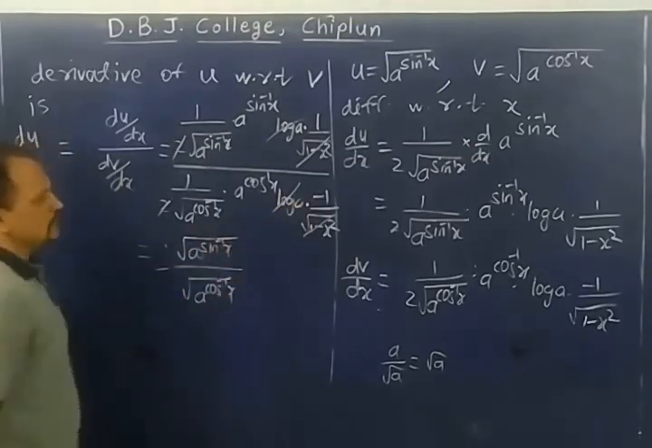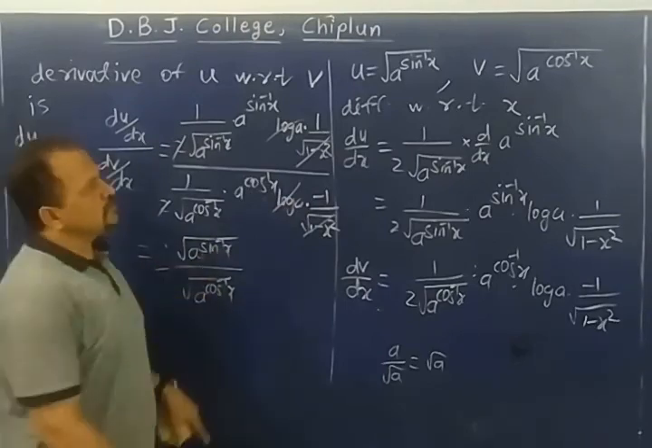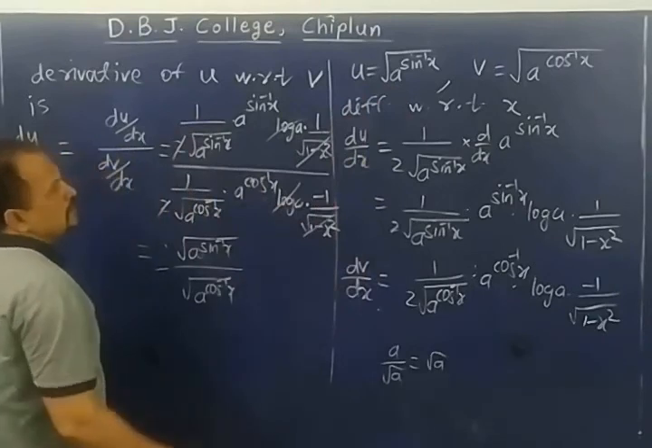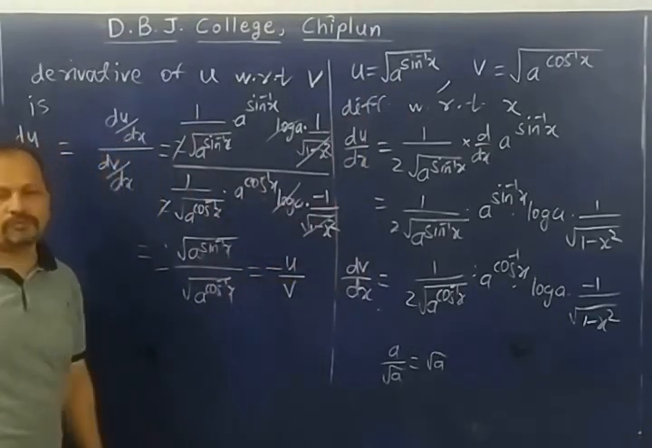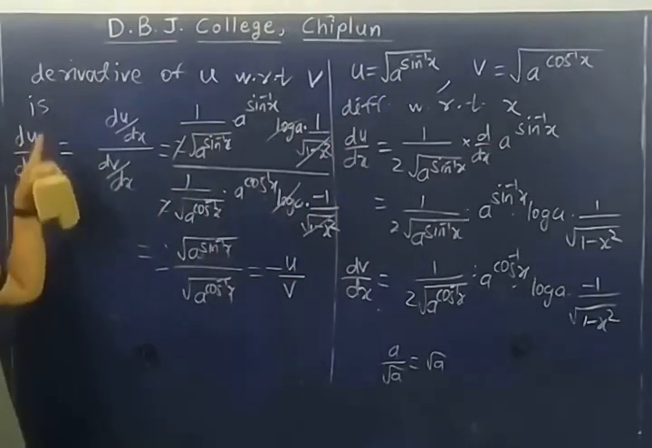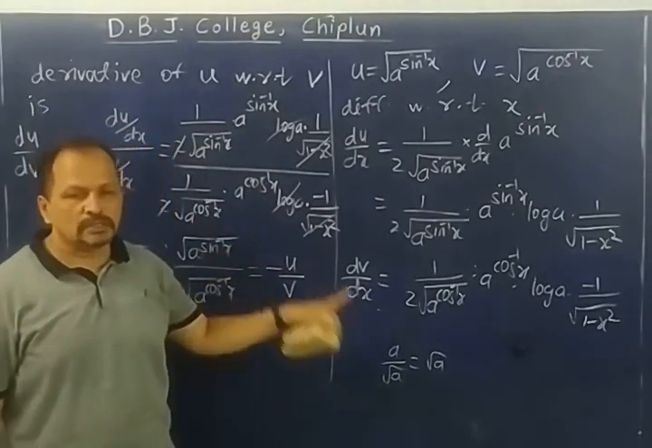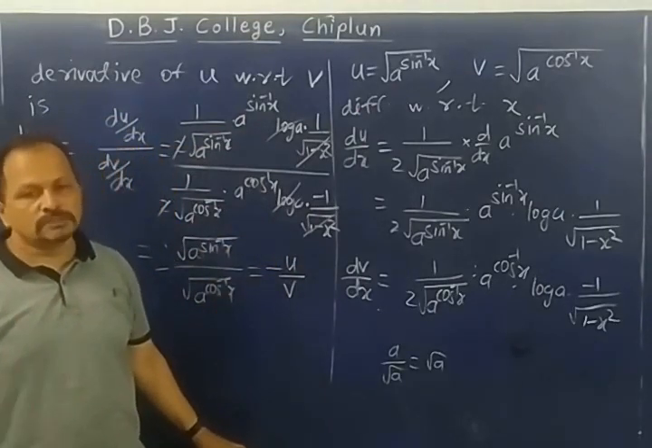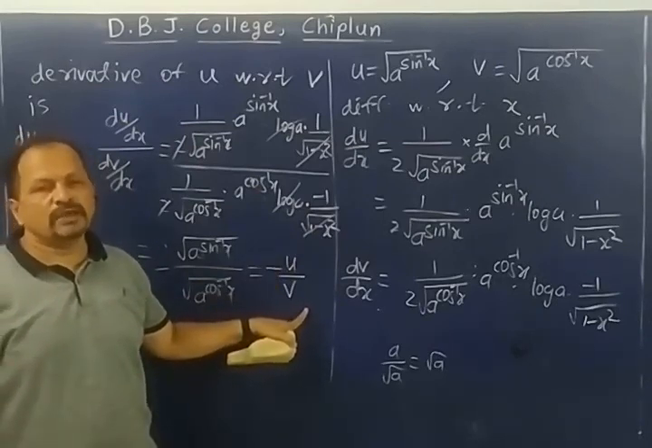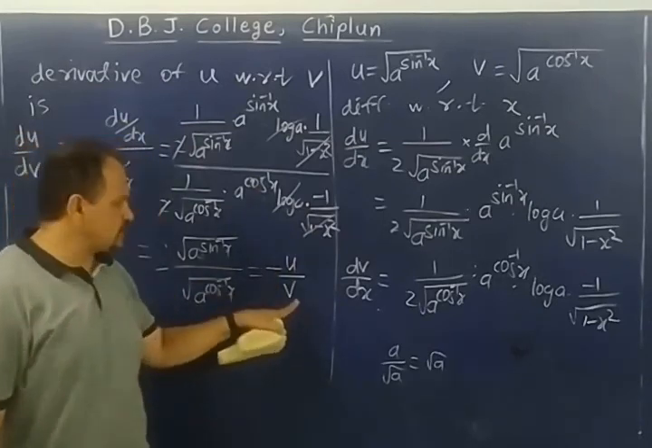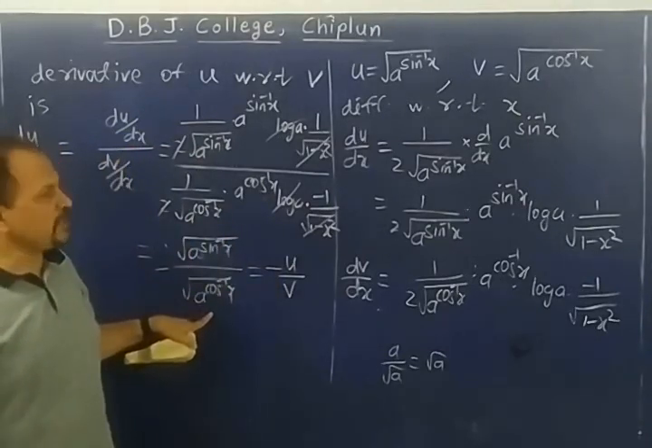Negative sign is there. Now square root of a raised to sine inverse x is u, and I can write the answer as minus u upon v. So derivative of u with respect to v is minus u by v in this case. Not always. You cannot do this as usual or in every problem. Sometimes the answer can be in the parameters only. You can keep it as it is.